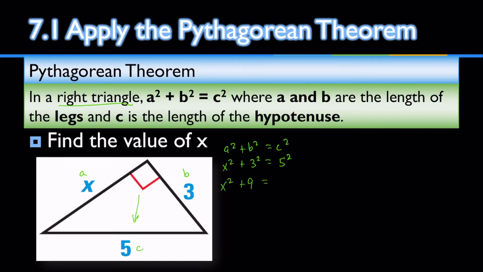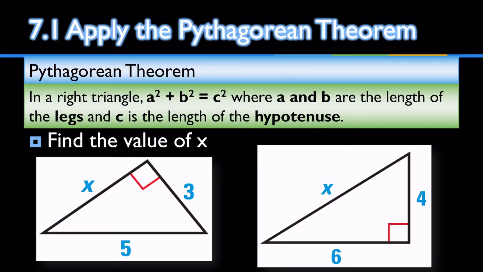3 squared is 9, 5 squared is 25. Subtract the 9, x squared is 16. Square root, x is 4. Let's try another one.